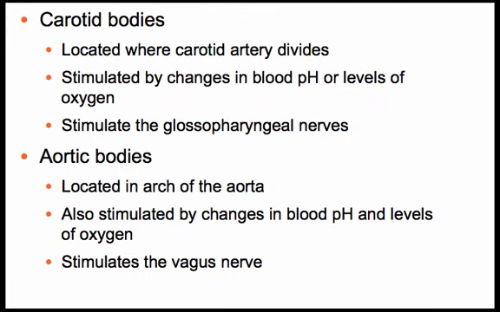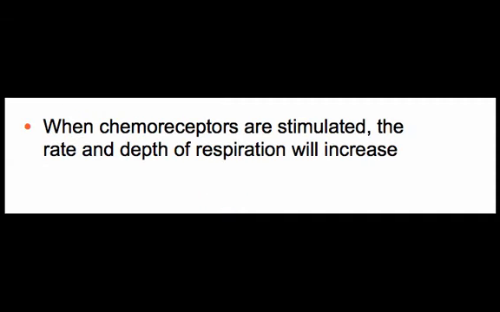The carotid bodies are located where the carotid artery branches into the internal and external carotid arteries. The chemoreceptors in the carotid bodies are stimulated by changes in blood pH or changes in the partial pressure of oxygen. The chemoreceptors of the carotid bodies stimulate the glossopharyngeal nerve to relay information to the respiratory centers. The vagus nerve carries the same information from the chemoreceptors in the aortic bodies. When the chemoreceptors are stimulated, this leads to an increased depth and rate of respiration.